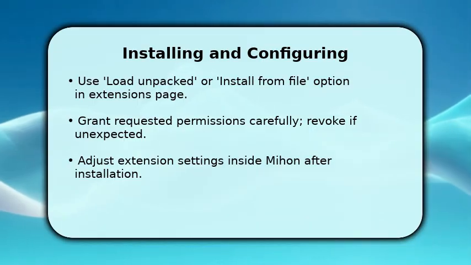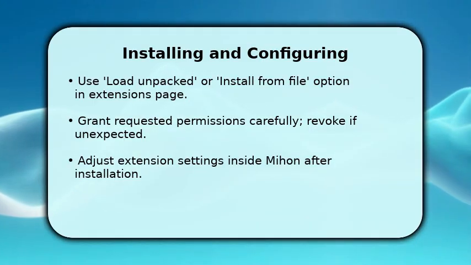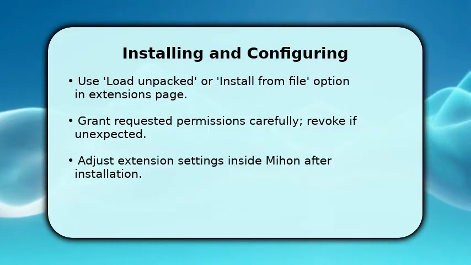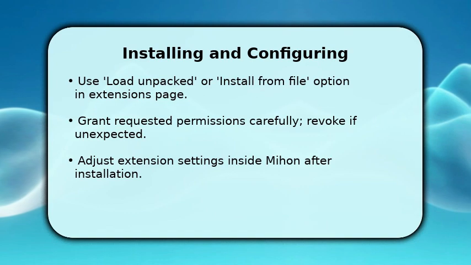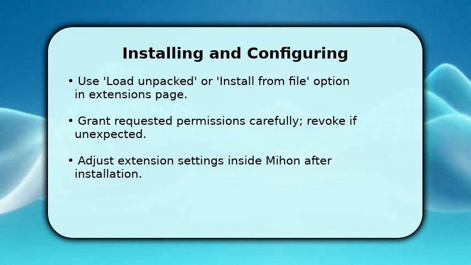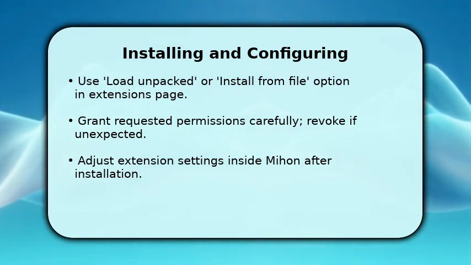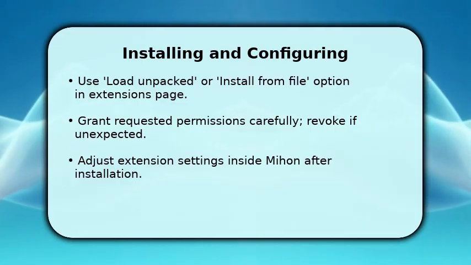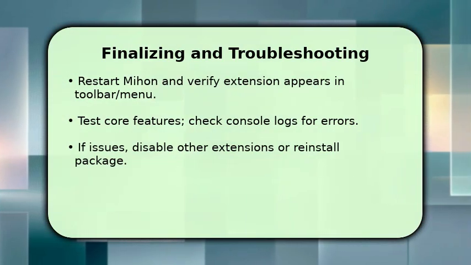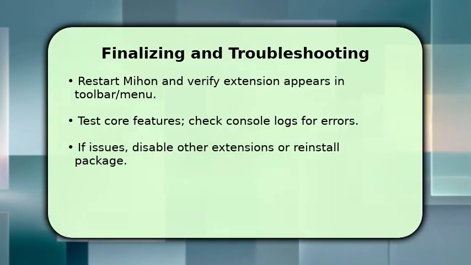Once installed, go into the extension settings within Mihon to set options like shortcuts, sync, and update frequency. Make sure to enable auto updates if you trust the source, so security patches arrive automatically. You finish by restarting Mihon and verifying the extension appears in the toolbar or extensions menu.